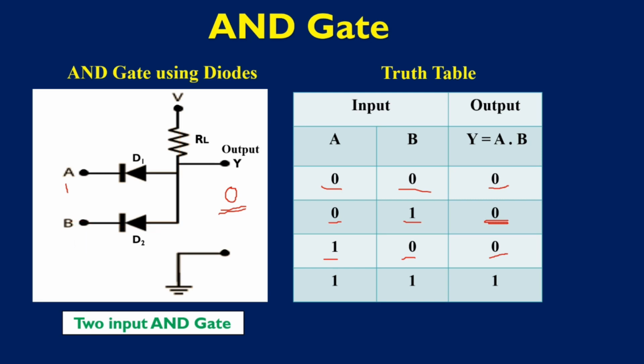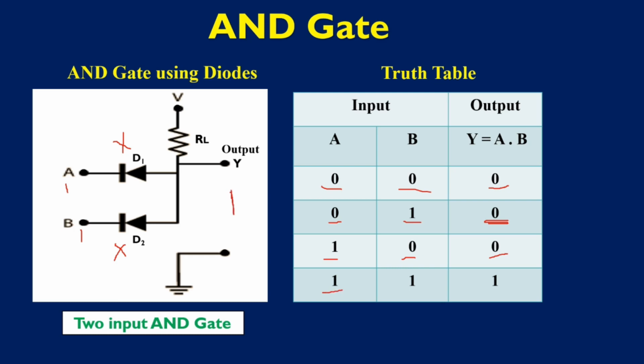Now if I make A as 1 and B is also 1, in this condition both diodes are reverse biased and they will not conduct. The entire voltage drops here, so we will be getting the output as 1.